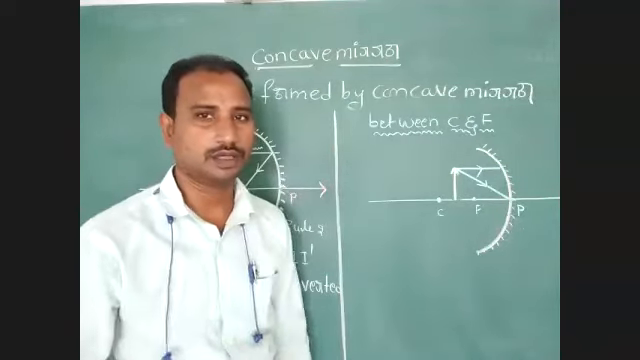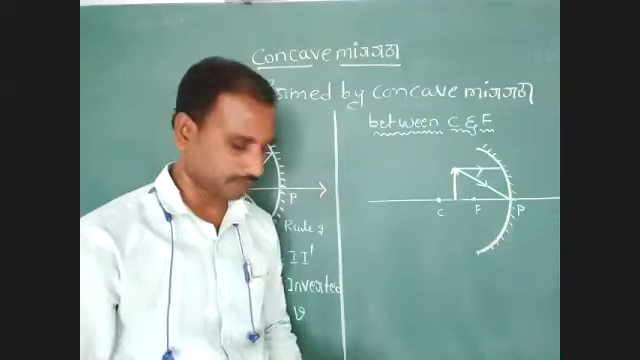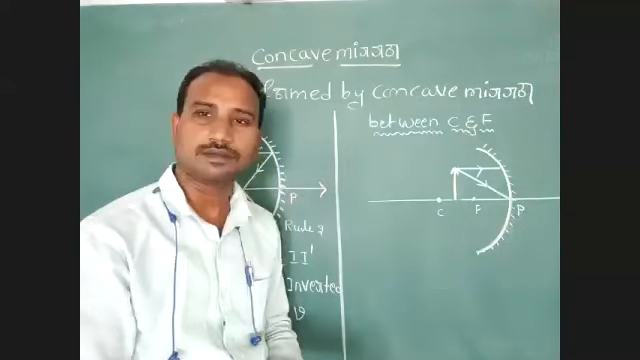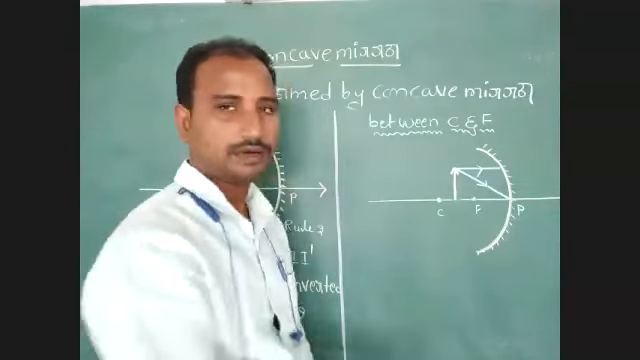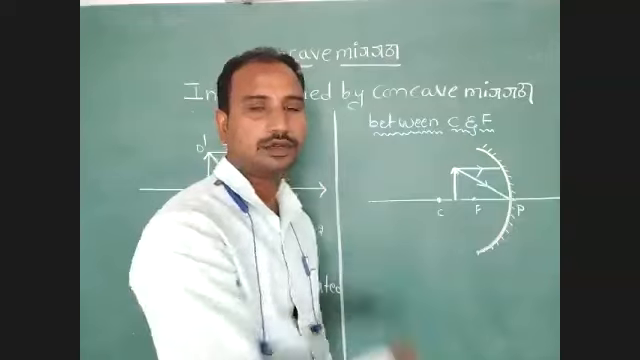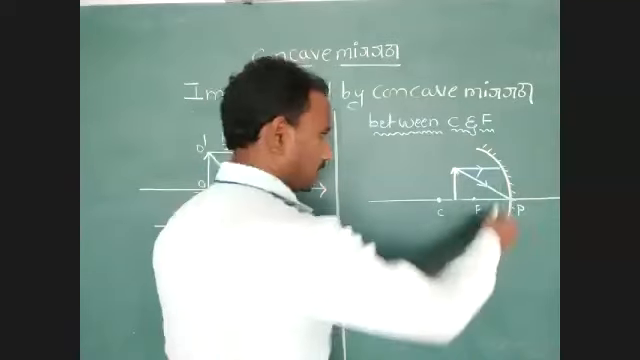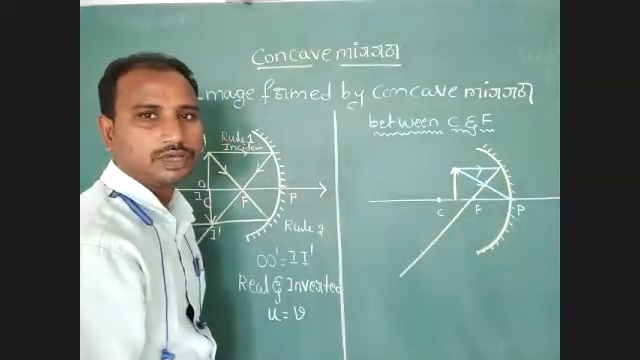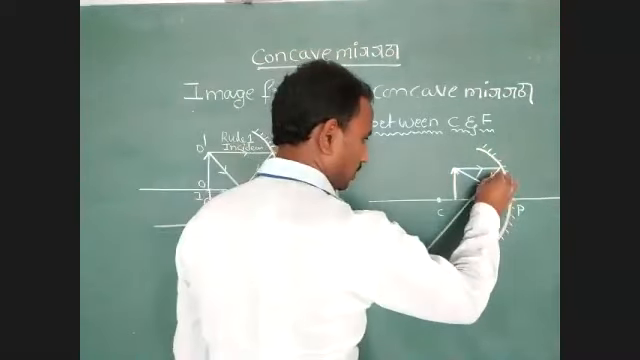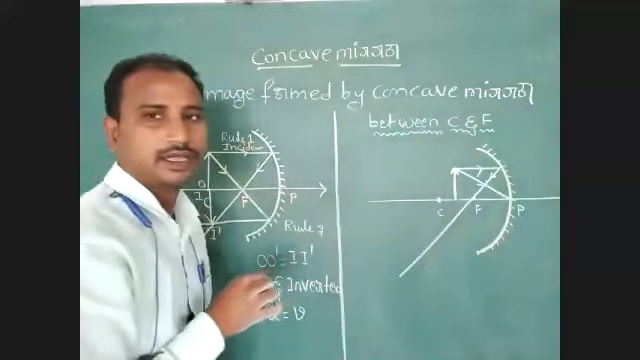Rule 1: if a ray of light is parallel to the principal axis, after reflection, the reflected ray is passing through the principal focus. Just identify this: the reflected ray is passing through the principal focus. Just identify this ray as the reflected ray.